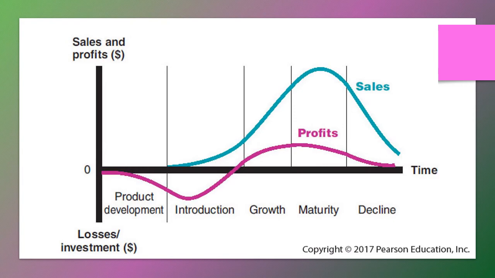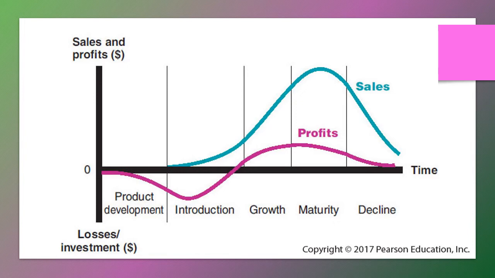So the figure that you're seeing here is sort of a typical product life cycle. Basically, if we think about it, our product is coming out of the product development stage, but that is sort of the beginning of its life cycle. And what we also see is the profit and the sales over its lifetime.